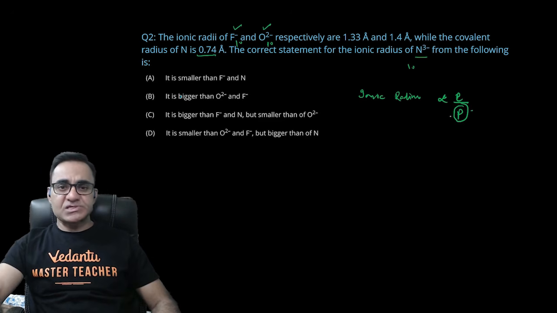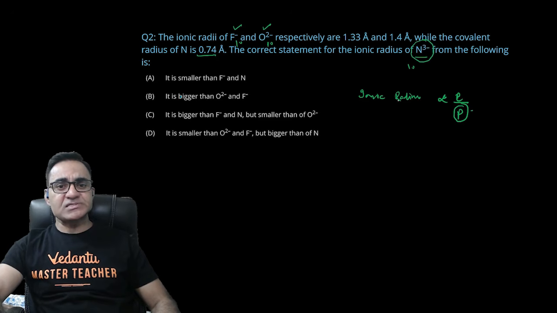All right, the most protons are in fluoride, then oxide, then nitride. So nitride has the minimum number of protons, so its size should be larger as compared to oxide and fluoride. All right. So the correct answer is that it is bigger than oxide and fluoride.